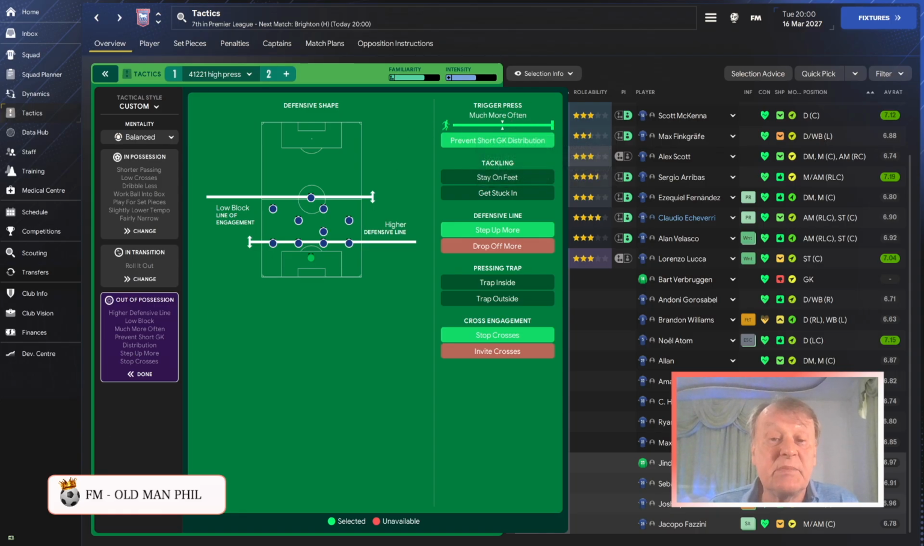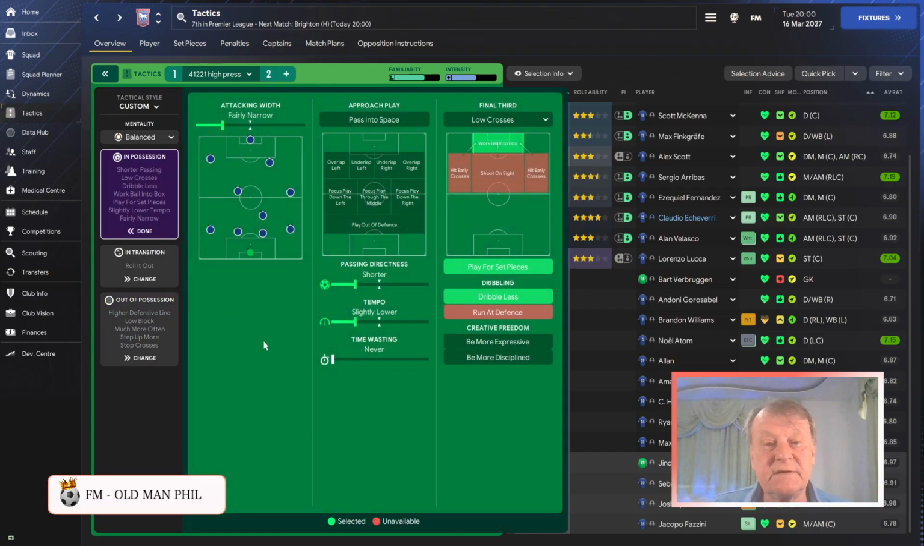In terms of the trigger press, I'm going to push that up much more often, but I'm going to take off prevent short goalkeeper distribution. And whilst I'm not counter-pressing, I do want to engage their players, so by upping the trigger press to much more often, it does mean then we are going to engage the opposition a lot more.